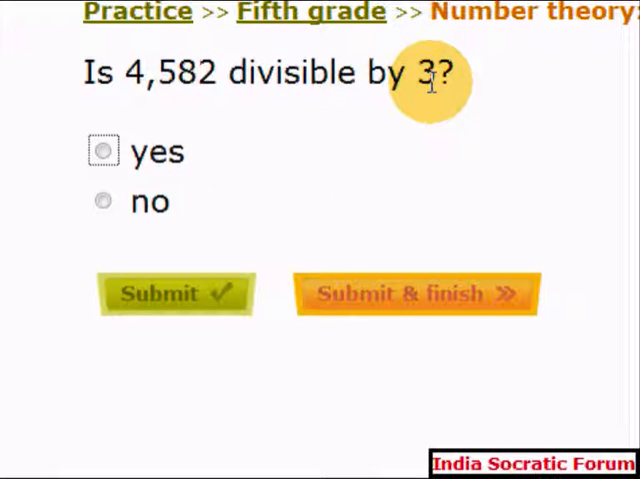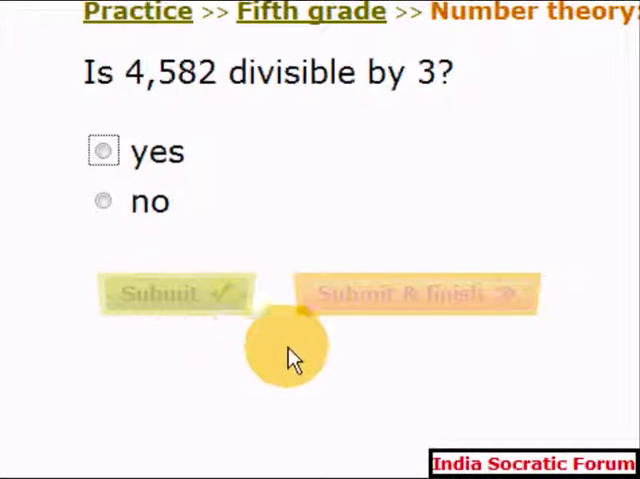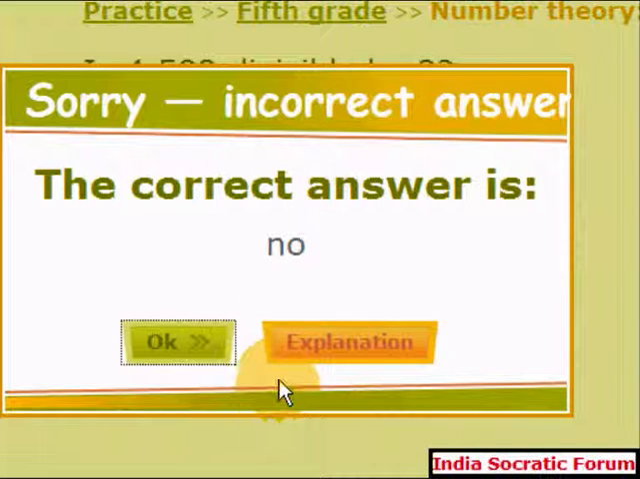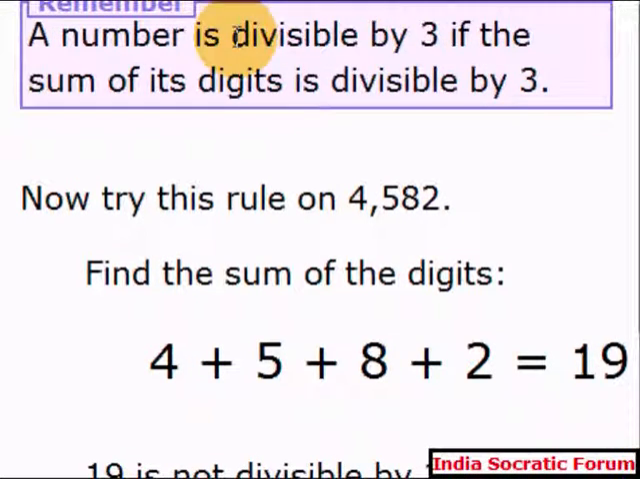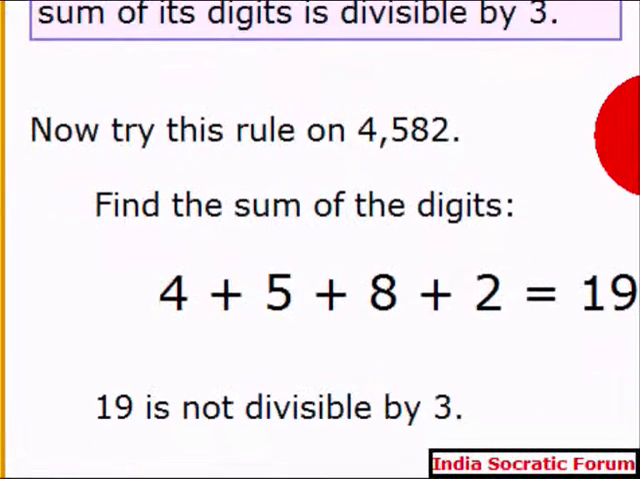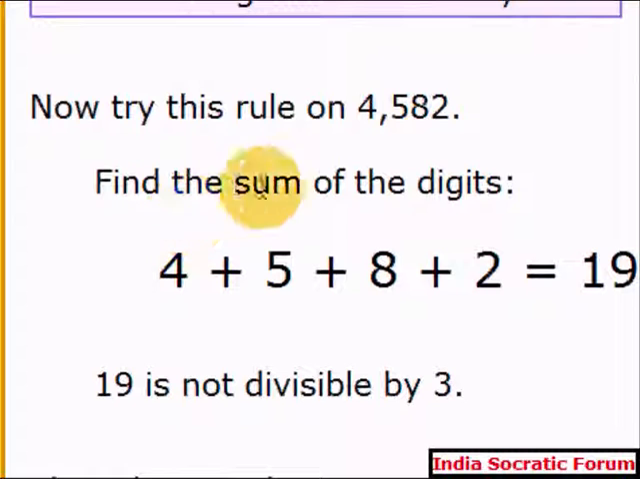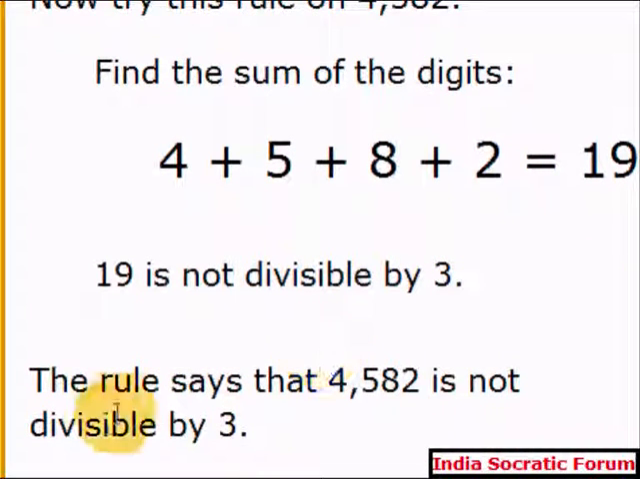Is 4582 divisible by 3? The answer is no. It is not divisible by 3. The reason is a number is divisible by 3 if the sum of its digits is divisible by 3. Now try the rule on 4582. Find the sum of the digits. 4 plus 5 plus 8 plus 2 is 19. 19 is not divisible by 3. The rule says that 4582 is not divisible by 3.